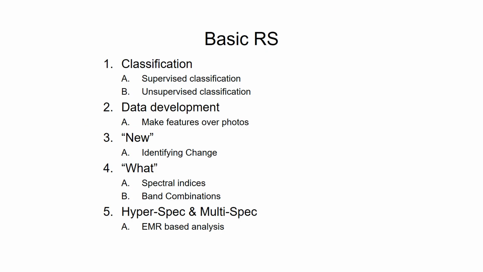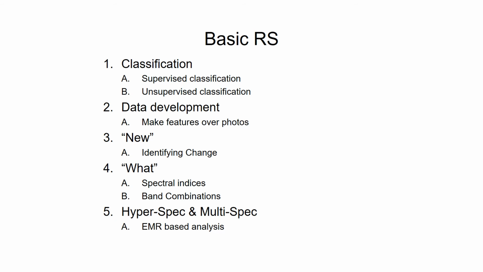Basic stuff we do in remote sensing: number one is classification. Two common techniques, supervised and unsupervised, are just different means of identifying what every cell in a raster is. We can also use remote sensing as a means of data development. We take aerial photos. We then create polygons and lines over buildings and roads. We can also identify what's new as a means of identifying change.